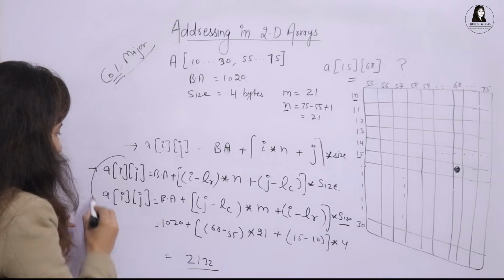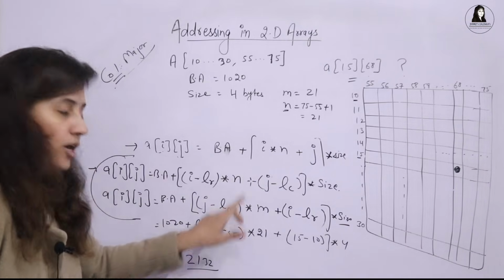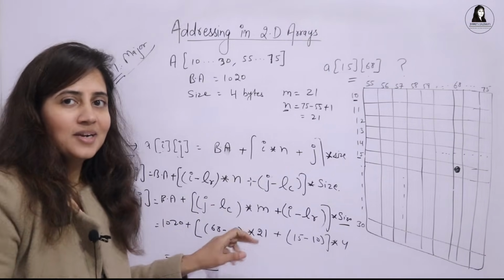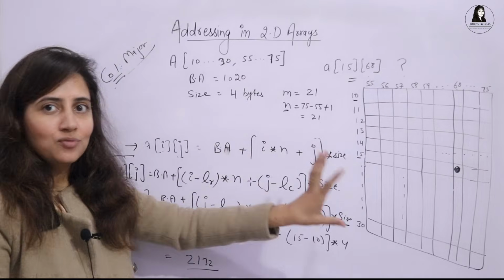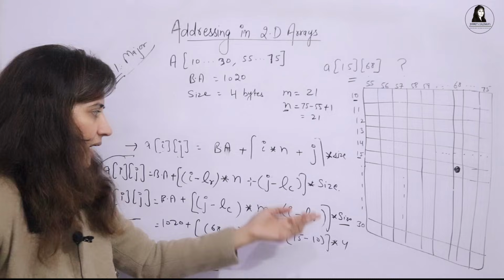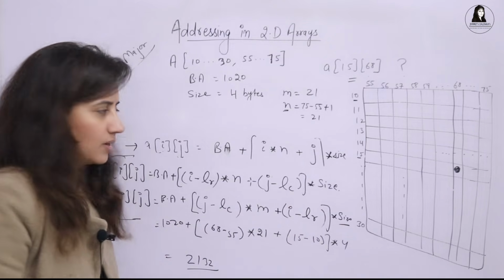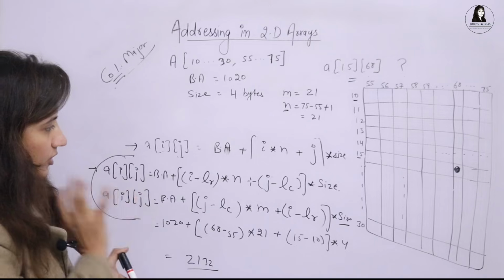So actually these are the complete formulas for row major and column major to calculate addresses, right? But by default, if the index is 0, 0, then we simply ignore LC, LR and these things. We simply put in these formulas, right? So I hope you got these formulas.